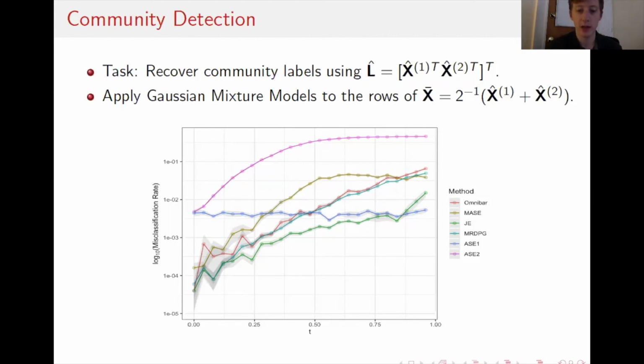You can see that for at least small values of t, each one of these joint embedding techniques has smaller misclassification rates than either of the individual embeddings. And the omnibar method seems to be outperforming those as well. We also look at different examples where this omnibar method does better than some of the optimal joint embedding techniques too. So a takeaway from this slide should be that the bias doesn't ultimately hurt you in this case. Even if we're getting biased latent position estimates, it doesn't seem to affect the performance of classification algorithms applied to the rows of this omnibar matrix.